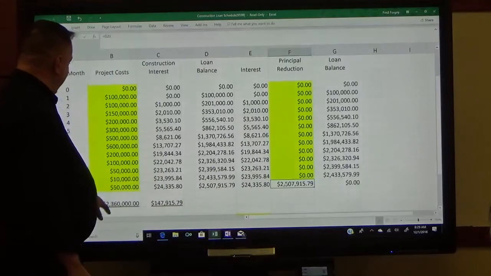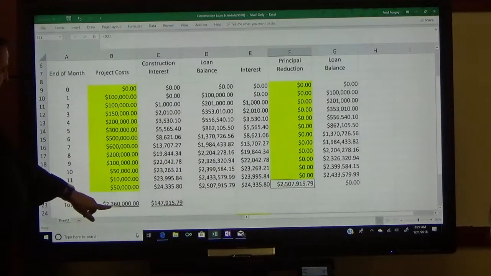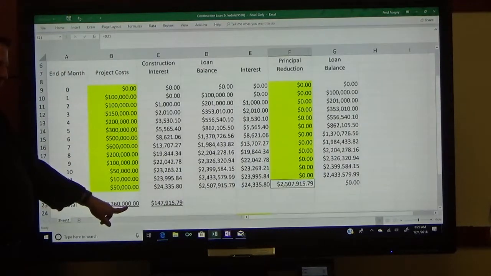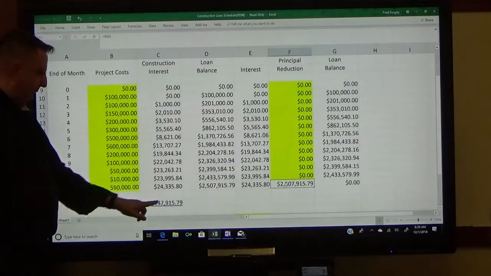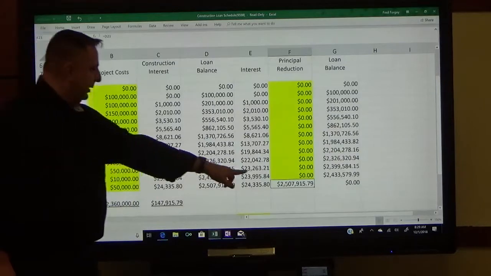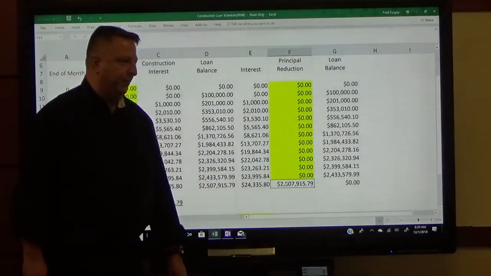Well, that's the total amount. In other words, the total takeout is $2,360,000. The total interest on the construction loan is $147,000. Add those two together and you're going to get $2,507,915.